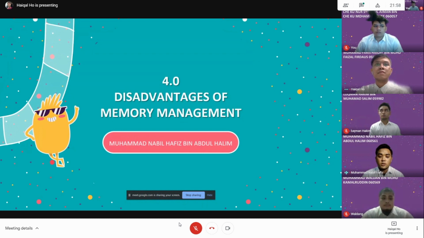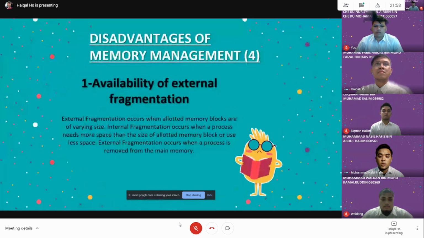I will talk about the disadvantages of memory management. The first disadvantage is the availability of external fragmentation. External fragmentation occurs when allocated memory blocks are of varying size. Internal fragmentation occurs when a process needs more space than the size of the allocated memory block or uses less space. External fragmentation occurs when a process is removed from the main memory.